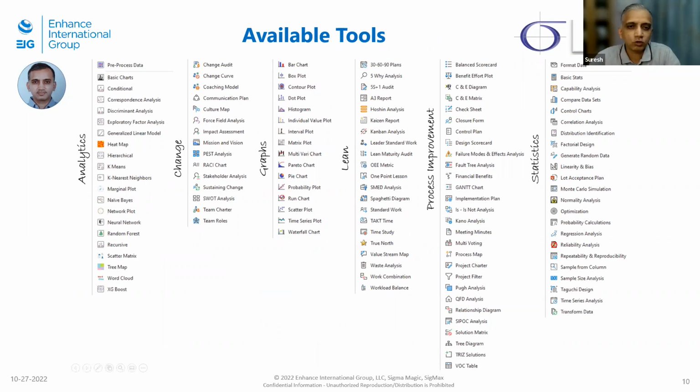Here is a screenshot of the tools that are available within Sigma Magic. You can use Sigma Magic for a wide variety of projects, including analytics, change management, graphical analysis of data, lean, continuous improvement projects, and statistical analysis of data. We will not be focusing on all of these tools today, but we will be taking a couple of these tools as a sample to illustrate our points for this webinar.